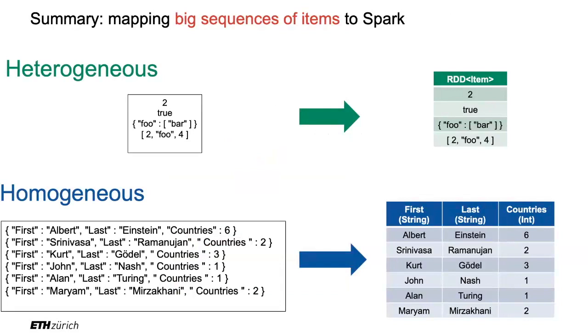So you see, if it's heterogeneous, we just use RDDs of items. And if it's homogeneous, then we use data frames. We also use data frames for sequences of integers, sequences of strings. It's just a data frame with a single column, right? For whom is that clear? Okay, that's all hidden, right?